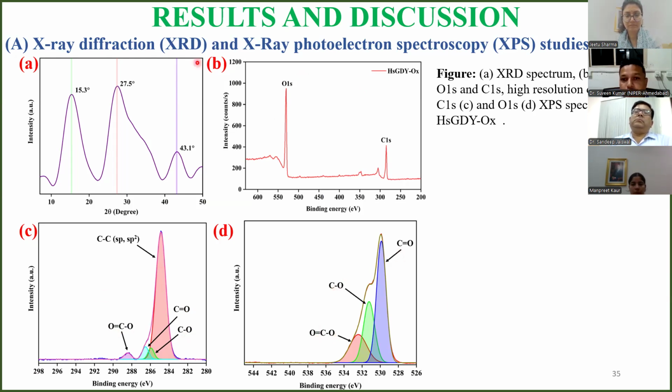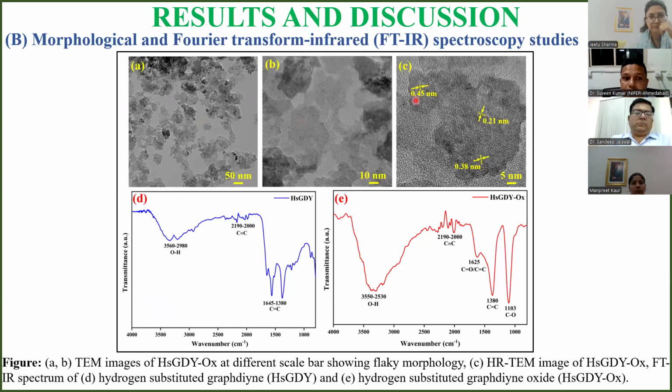So on the basis of this XPS study, we can see we have intrinsically developed some functional groups in the synthesized nanomaterial. This is what we have observed about the morphology of the synthesized nanomaterial. It is tiny with respect to hydrogen substrate graphene, and its size is not more than about 100 nanometers, with very thin layers.